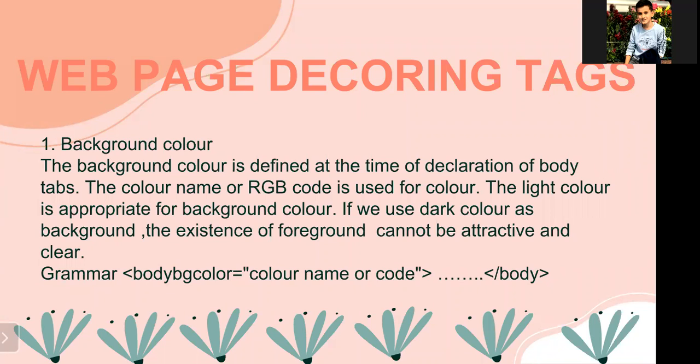and between the two quotation signs we must keep the color name or code. We can find the code easily by searching, and we can use standard color names such as red, green, yellow, blue, etc. And then we must close the body tag at the last. It comes together with the body.